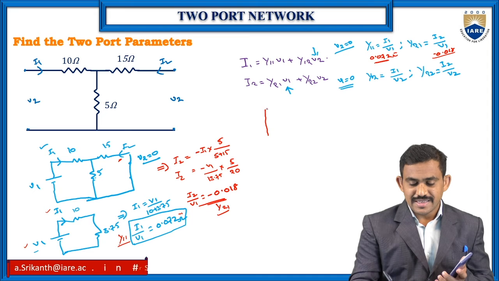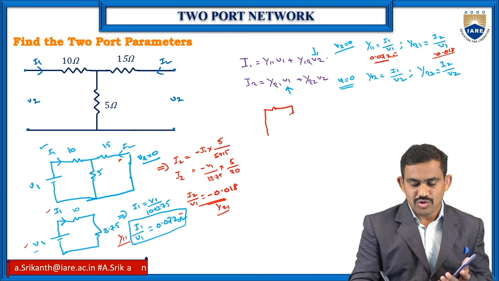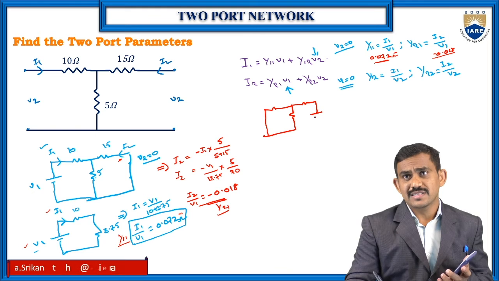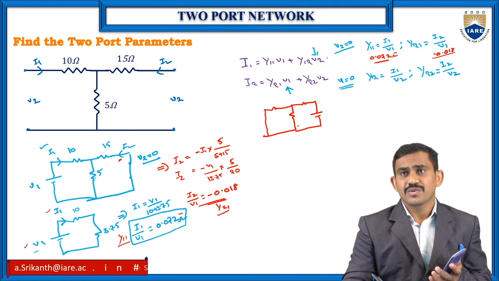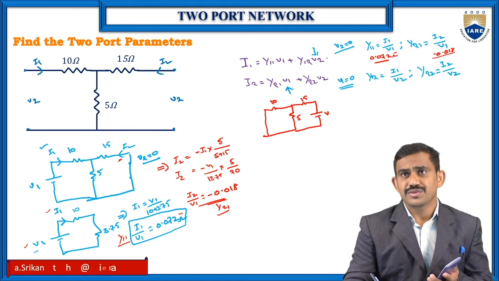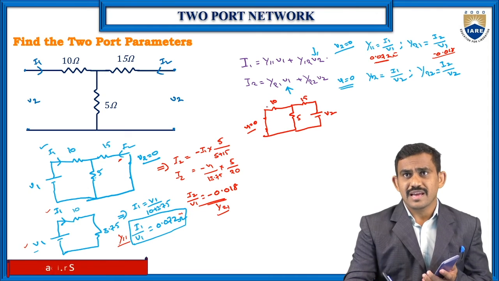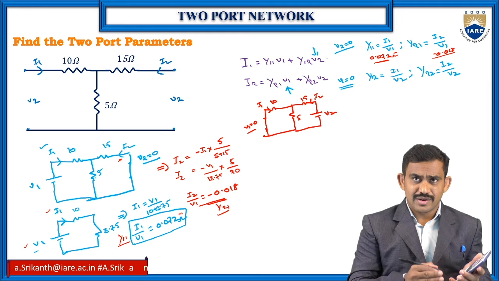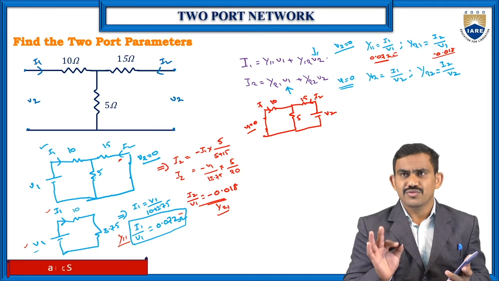So the secondary side is as it is, with 10 ohms, 5 ohms and 15 ohms, and the voltage is as it is. Now V1 is 0, short circuited. Here we have the I1 current and here the I2 current. The same method we used for V2 equal to 0, you need to follow here.